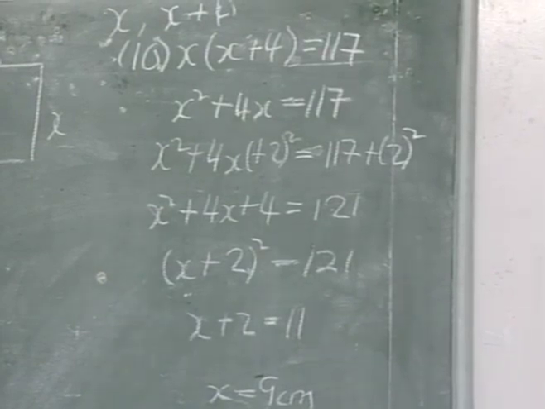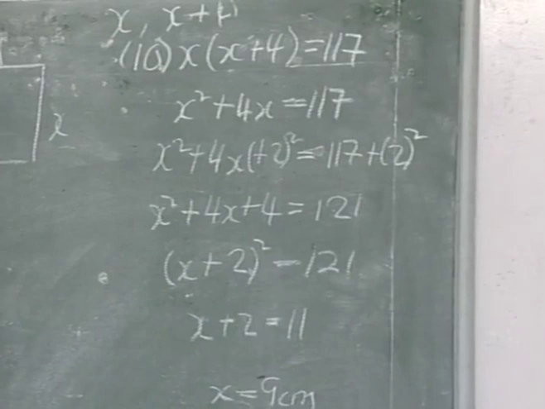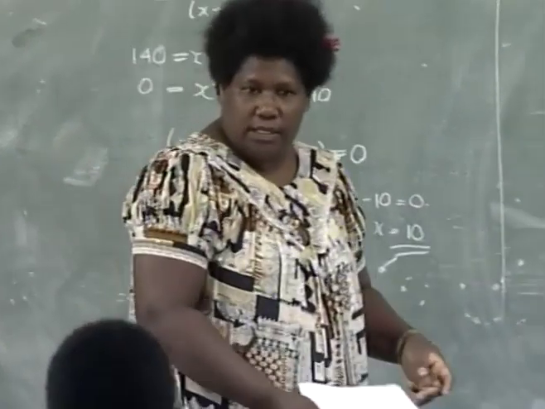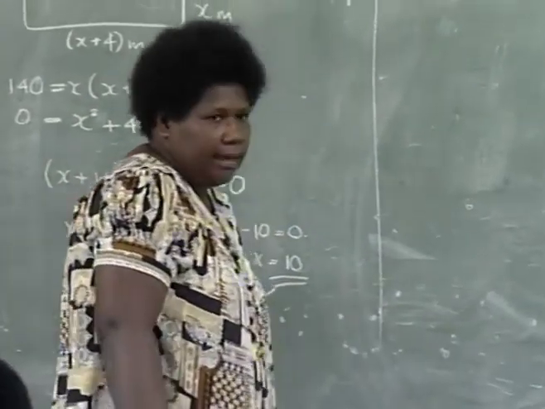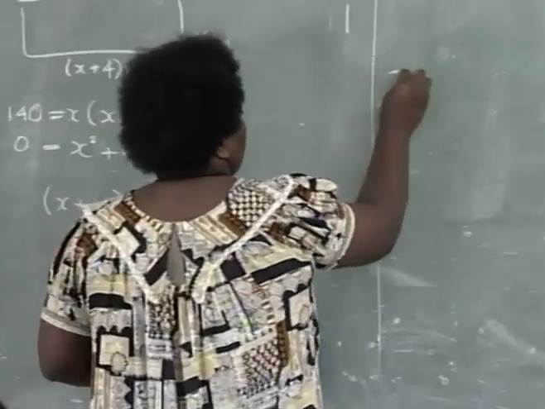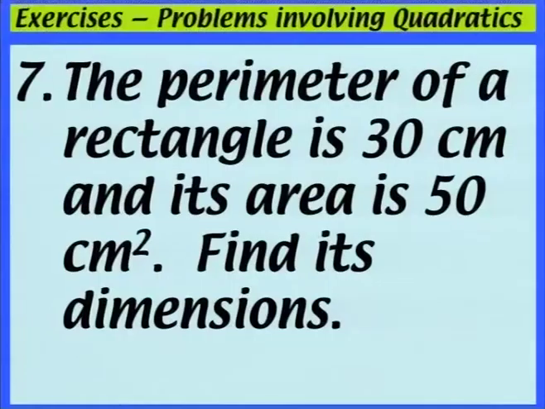Okay, I have to explain question 7 first before we go on to question 8 and question 9. All right, question 7 reads, the perimeter of a rectangle is 30 centimeters and its area is 50 square centimeters.